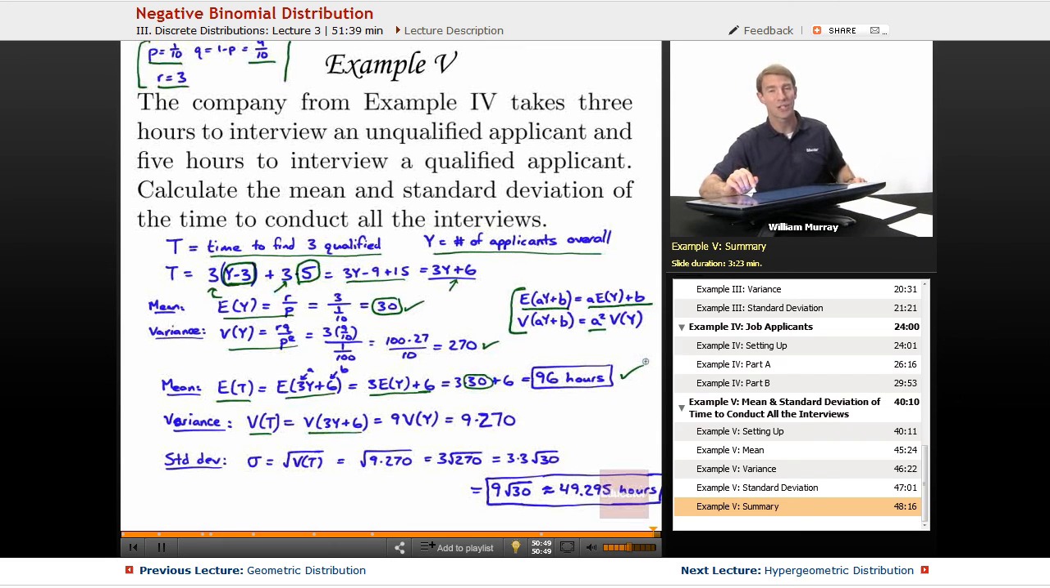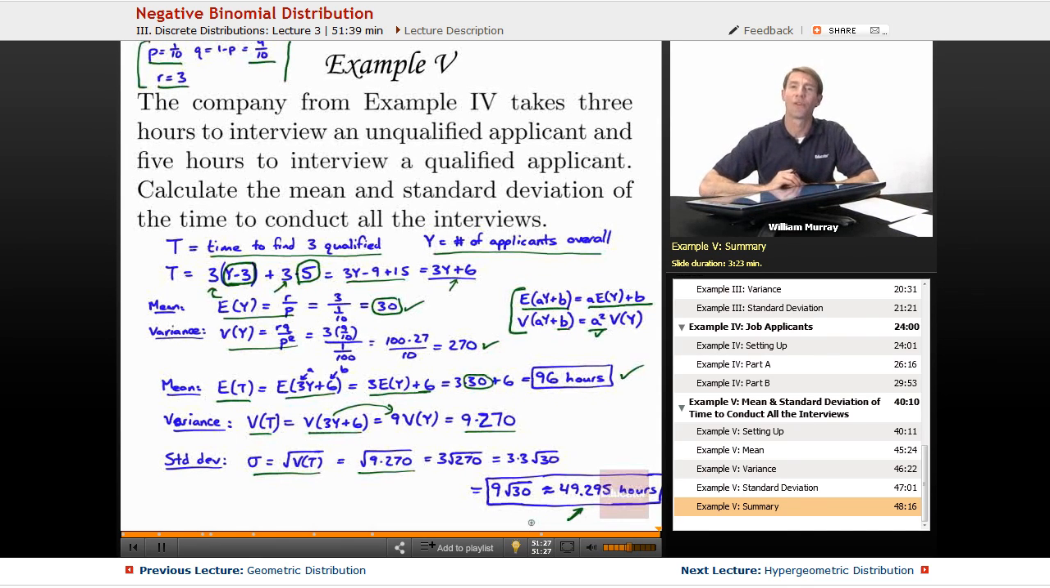This company should plan to spend about 96 hours if they intend to get 3 good people to fill their 3 jobs. For the variance, this 3 squared is 9. That's using this formula right here. And the 6 plays no role at all because it's like this b, so it just disappears. So we get 9 times 270. The standard deviation is always the square root of the variance. So I take the square root of that 9 times 270, and that reduces down to a decimal approximation of 49.295 hours. So that wraps up this lecture on negative binomial distribution.